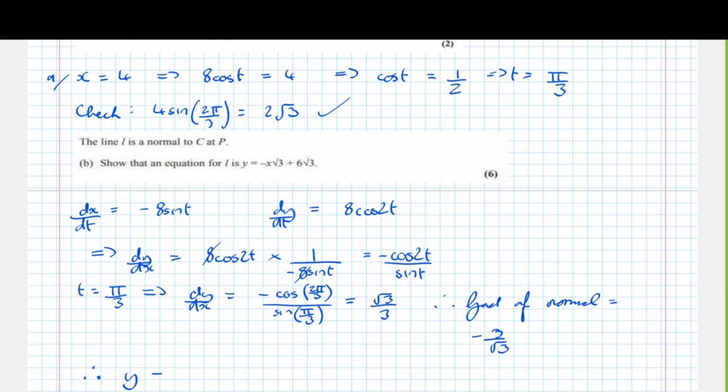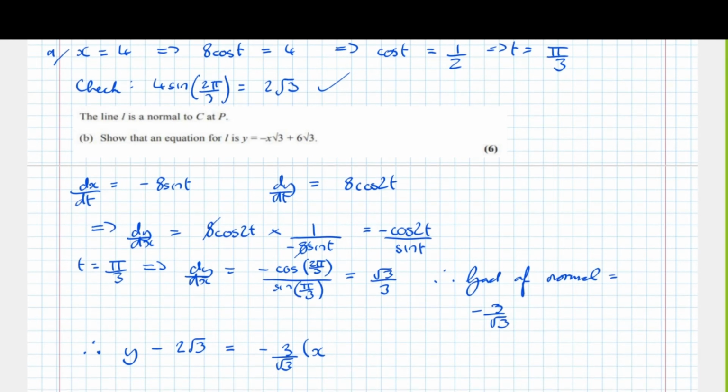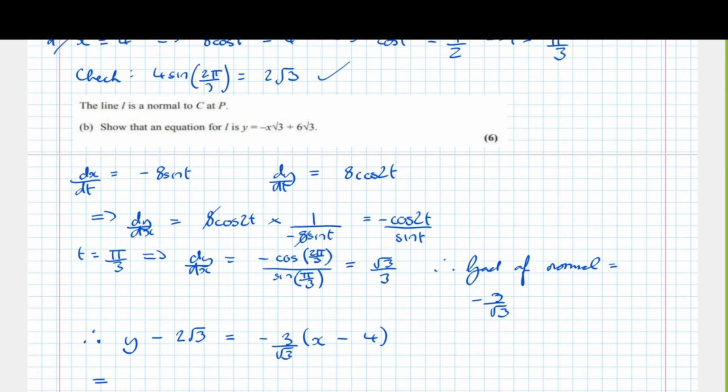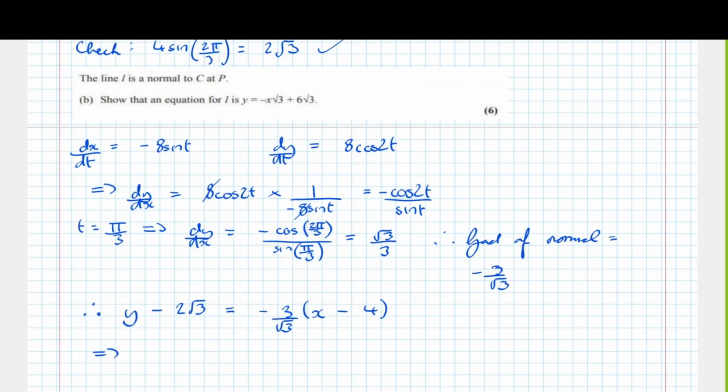Therefore, y minus y1 equals m, x minus x1. Y minus y1 equals m, x minus x1. Times both sides by root 3, which gives root 3y minus 6 equals minus 3x plus 12.